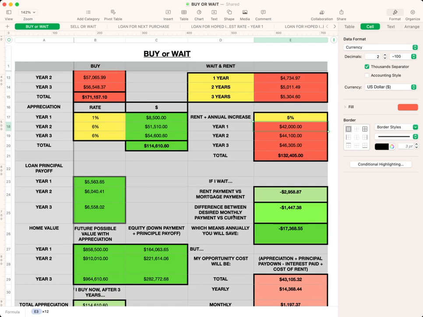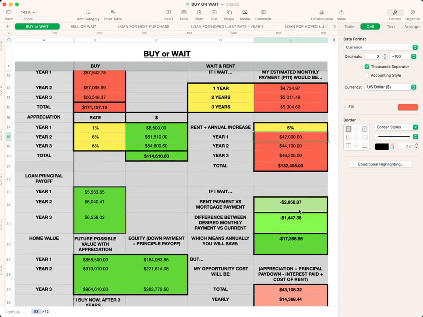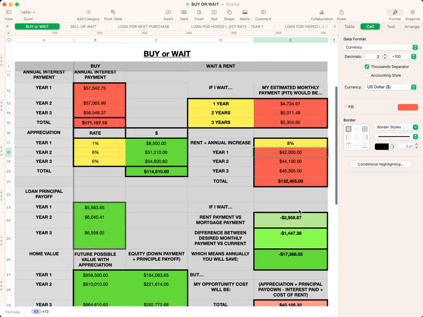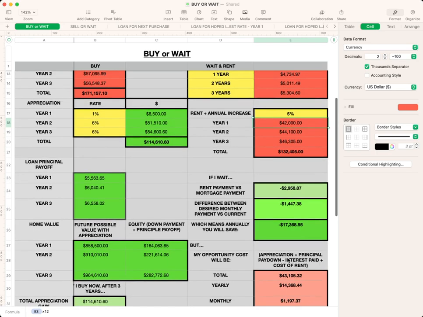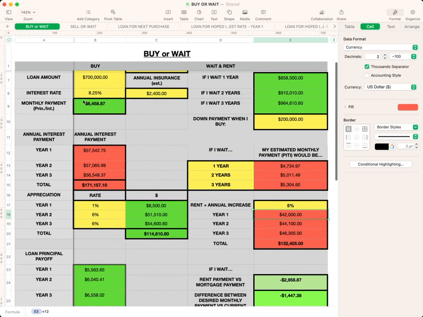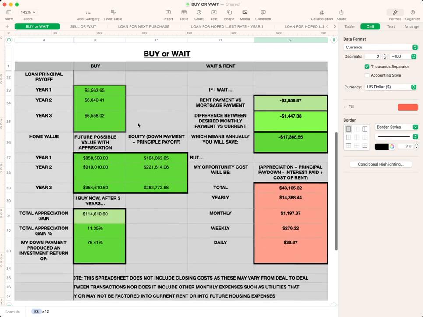But the difference between my desired monthly payment and my current payment, okay, this is a little bit different. This has to do with, well, if I wait those years, what would my monthly payment be? Well, if I waited 3 years, I might be at $1,400, which means that I would be saving on a monthly basis about $1,400, which means that I would save throughout the year $17,000 in difference from the guy who's over here paying $6,500 a month or 64 and change.